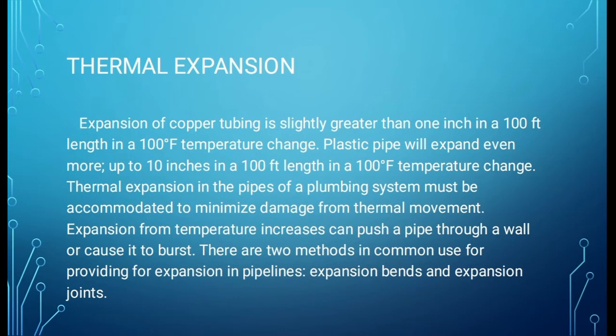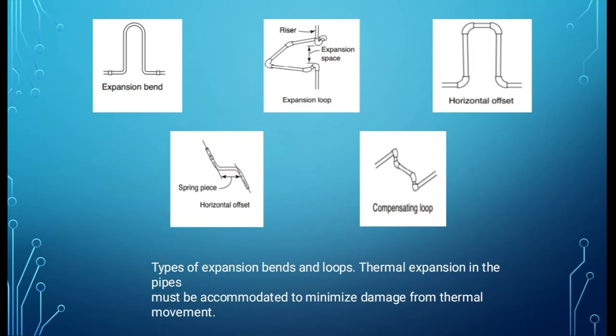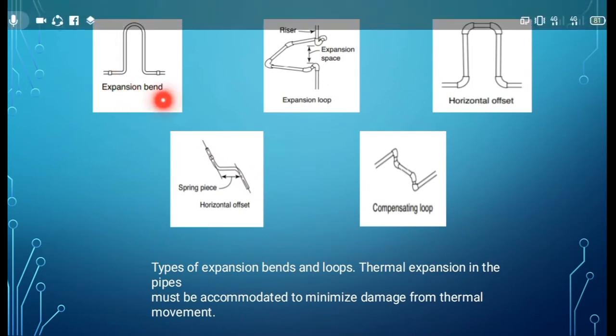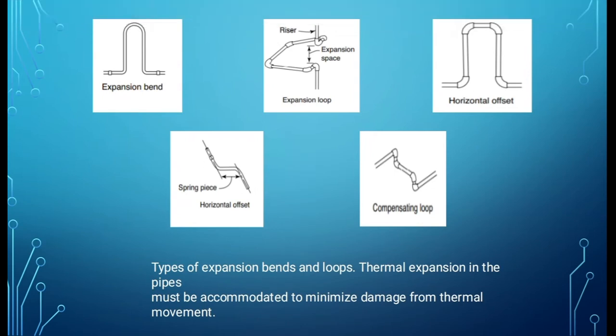Thermal expansion in the pipes of a plumbing system must be accommodated to minimize damage from thermal movement. Expansion from temperature increases can push a pipe through a wall or cause it to burst. There are two methods in common use for providing for expansion in pipelines: expansion bends and expansion joints. So, ito po yung mga illustration. Expansion bend. Ganun po siya. So, sabi dito, types of expansion bends and loops. Thermal expansion in the pipes must be accommodated to minimize damage from thermal movement.